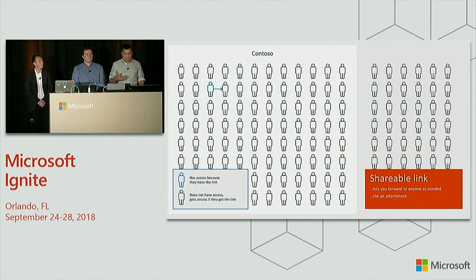Visually, you can see that if you have the link, you have access. If I want to give access to somebody else, or if Larry wants to pass it on to someone else, he simply has to send them the link. And he can send that to someone inside or outside of my organization.